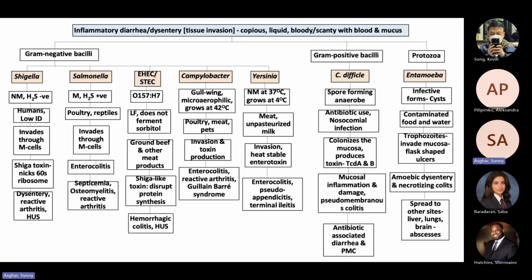Are you guys able to see my screen? I don't know why I blanked out. One second.